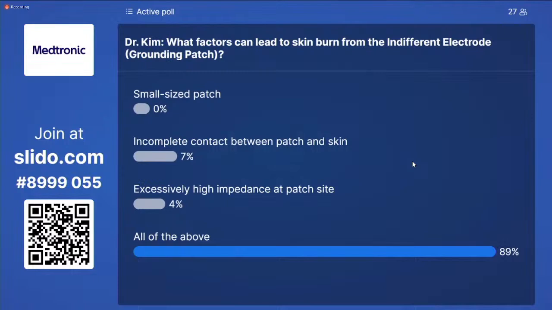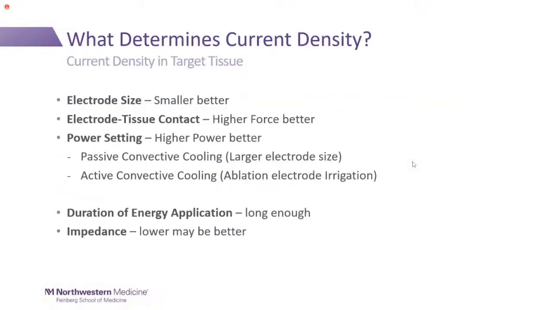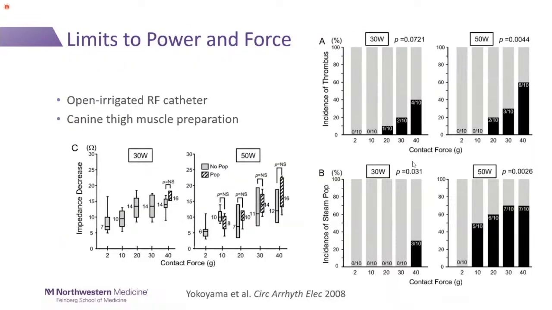Okay, so the answer is, and maybe people change their minds or not, the answer is all of the above. Yes, okay, great. So what determines current density? All these things we just talked about. However, there are limits to power and force. So just like there's overheating, you can overpower, you can overforce.